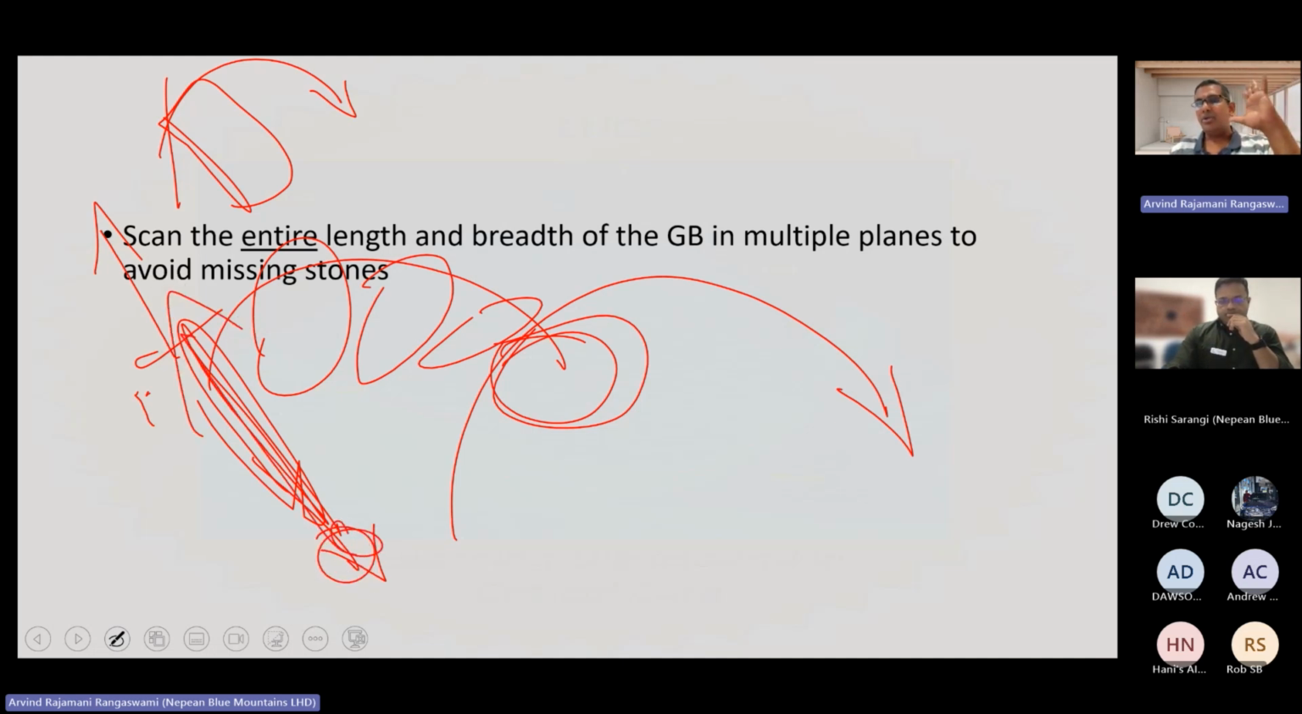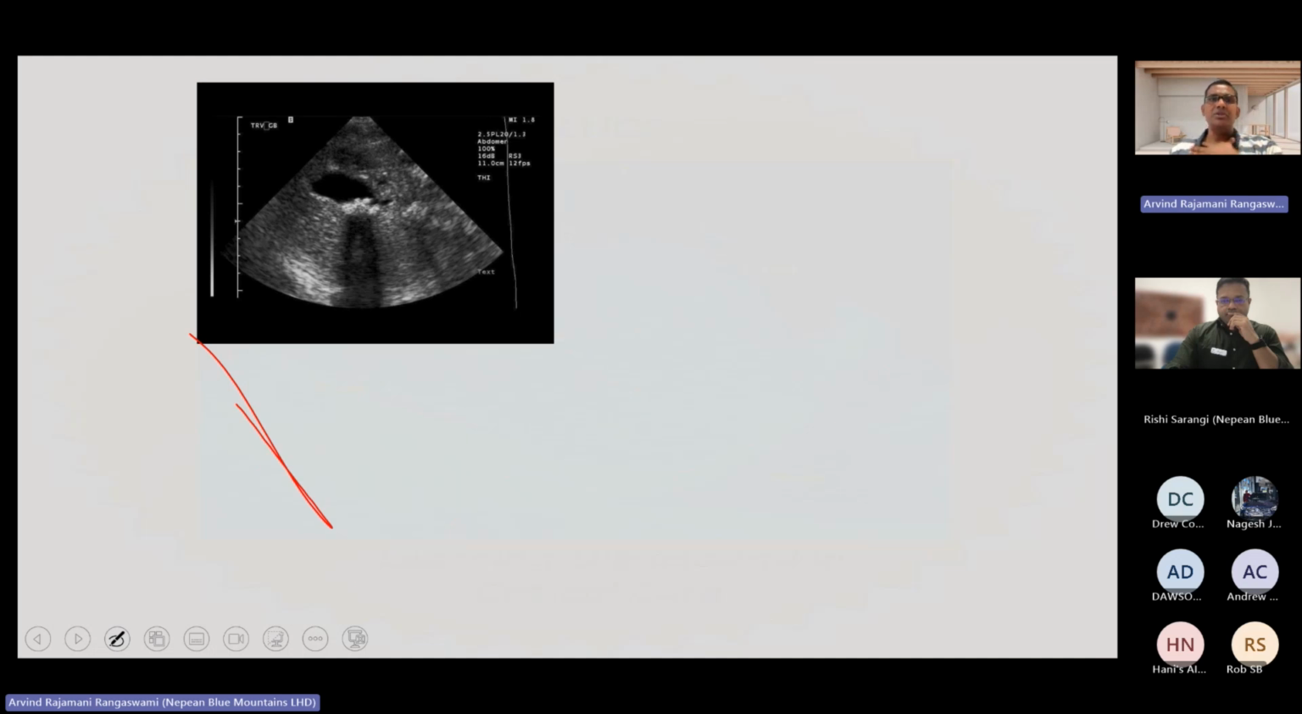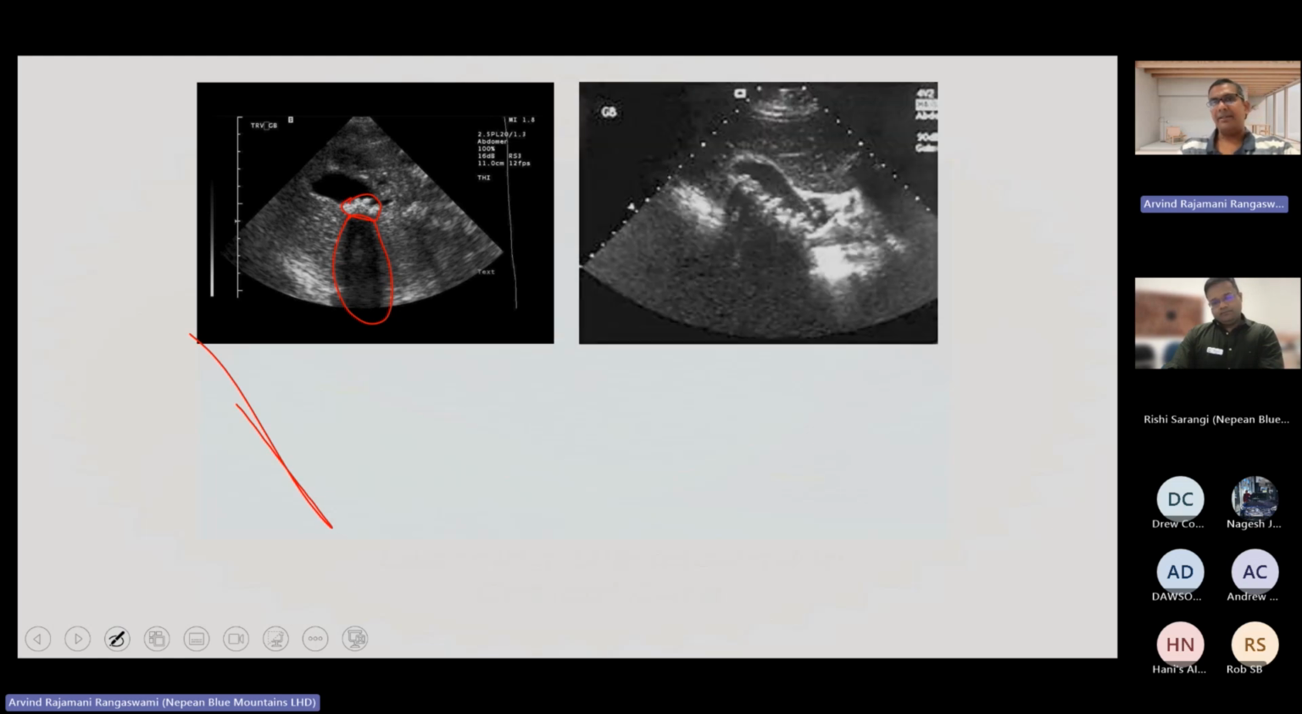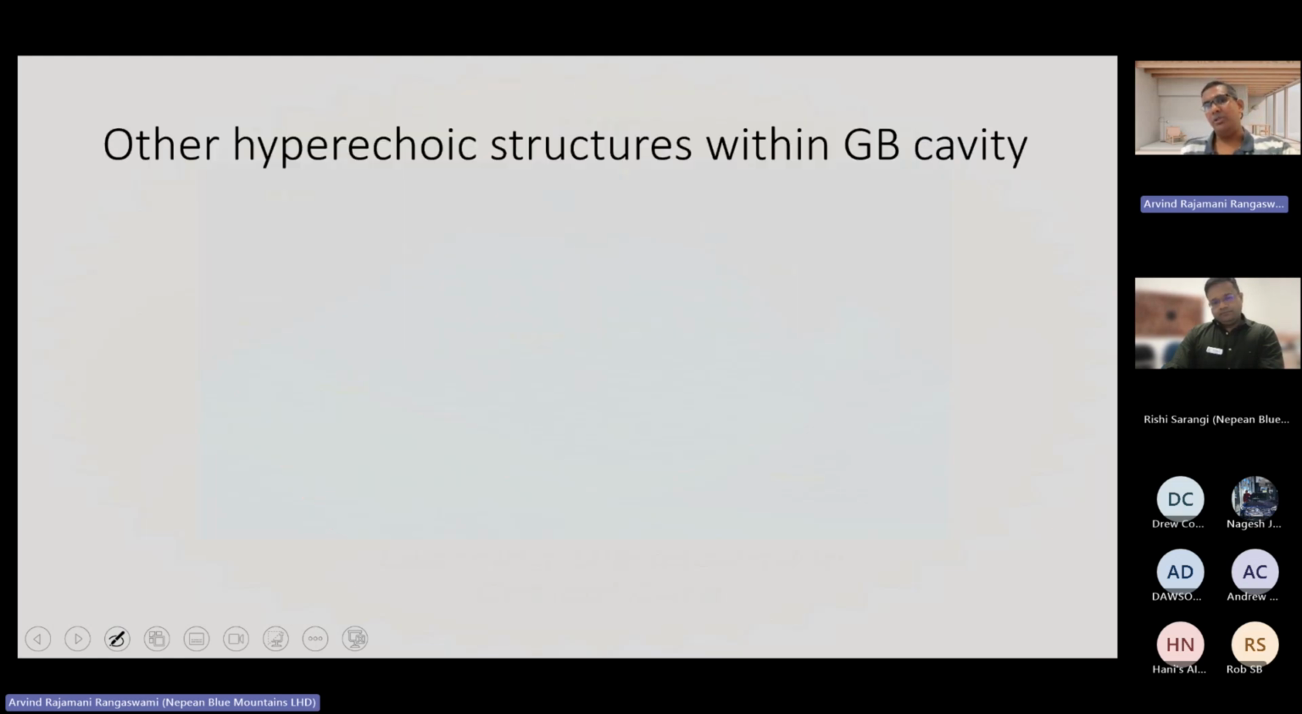And you have to look for any missing stones, any stones that might have just gone and hid in a pocket somewhere, etc. Okay, so these are just some examples of stones. So again, if you follow the shadow, you will get to the stone. Okay, you have a clump of stones sitting there. If you follow the shadow, you get a clump of stones sitting all over.